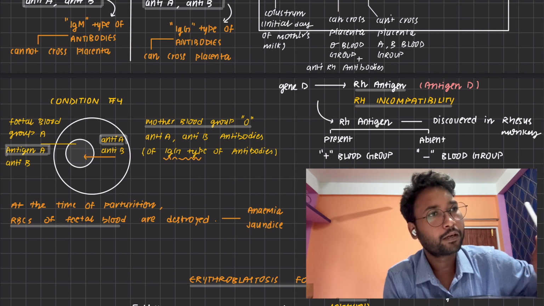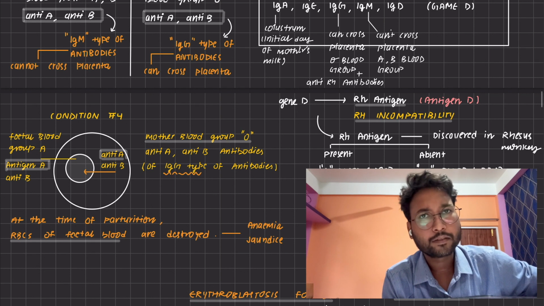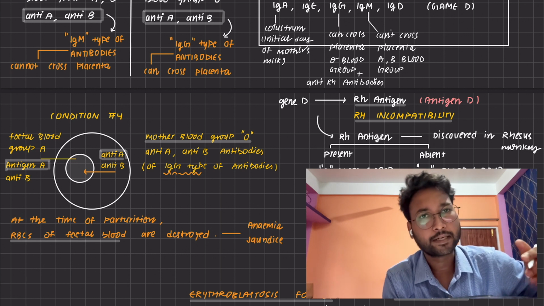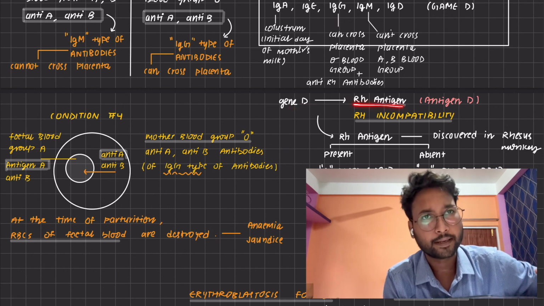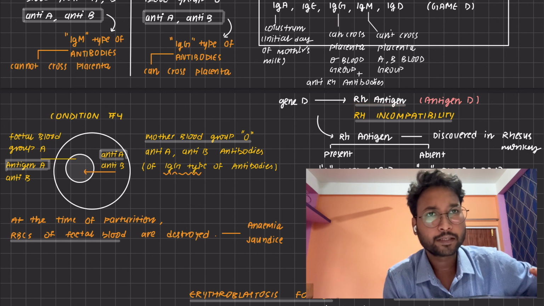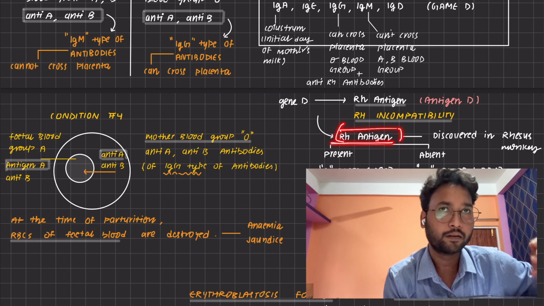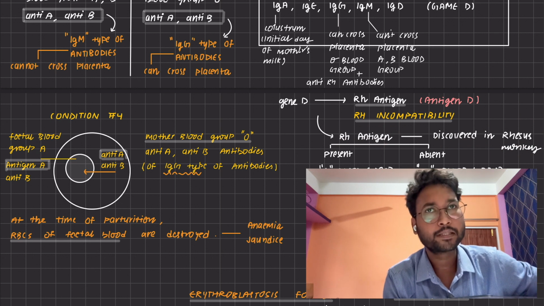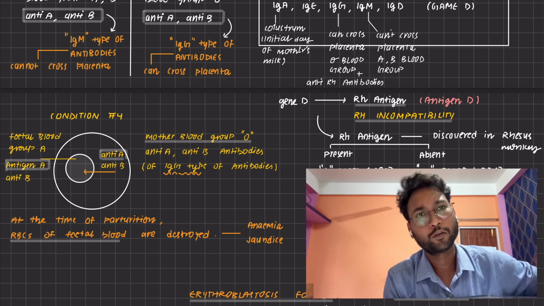Regardless of antigen A or B, if we also have the Rh antigen, for example, if my blood group is A, then A antigen is present in my RBCs, right? But if the Rh antigen is also present on the surface of my RBC, then my blood group is positive. Simple. If the Rh antigen is not present, then my blood group is A negative.